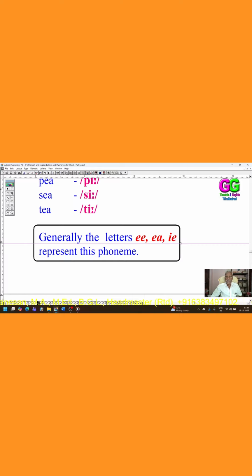Generally, the letters E, E E, E A, and E I, I E represent this phoneme.